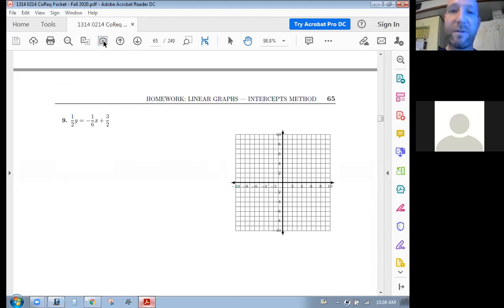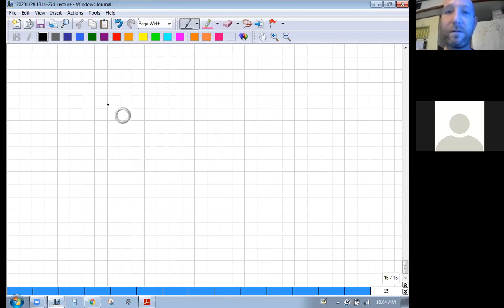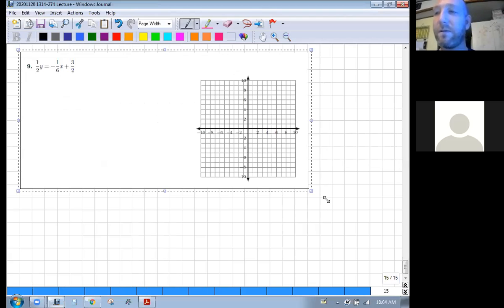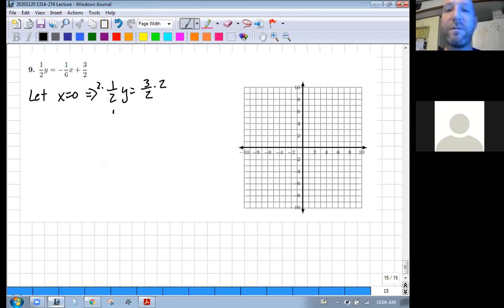So use the intercepts to graph the line. All right, well, you only need 2 points to graph a line, right? So the easiest two to find are whenever you plug zeros in. Let x be 0. Then we have a 1/2 y equals 3/2. Multiplying both sides by 2, y is 3. So 0, 3. That's 1 point.